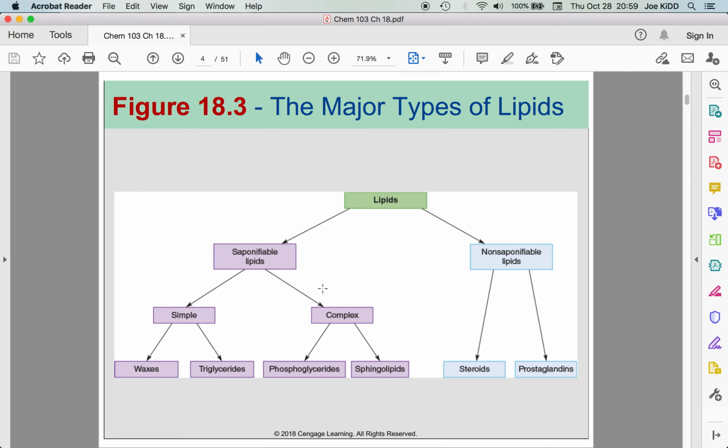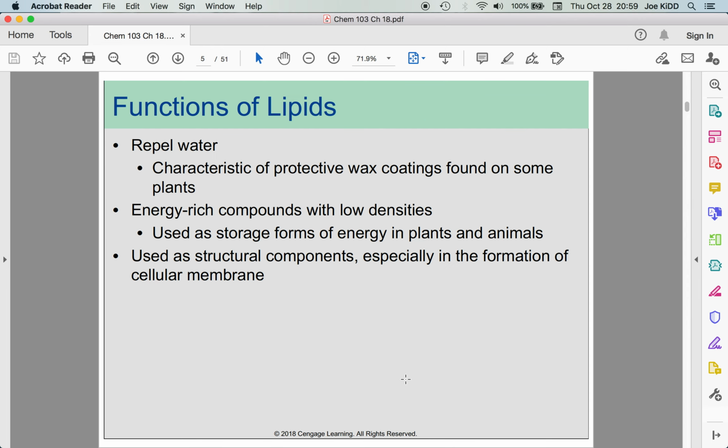So here, as we've had before, is a nice roadmap of where we're going. The two basic categories of lipids fall under saponifiable or non-saponifiable. Non-saponifiable will be more what we think of as biological signalings in our bodies, so things like steroids and prostaglandins. Saponifiable lipids will be more of what we think of in terms of fats that we see in our diet and things like that. So simple and complex, we have waxes, triglycerides, phosphoglycerides, and sphingolipids.